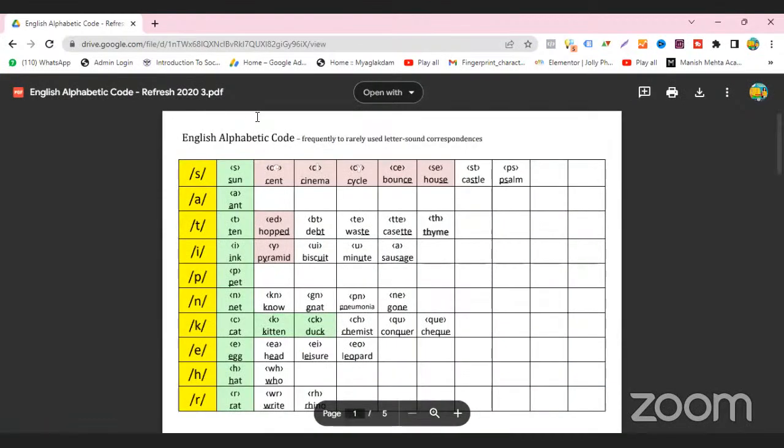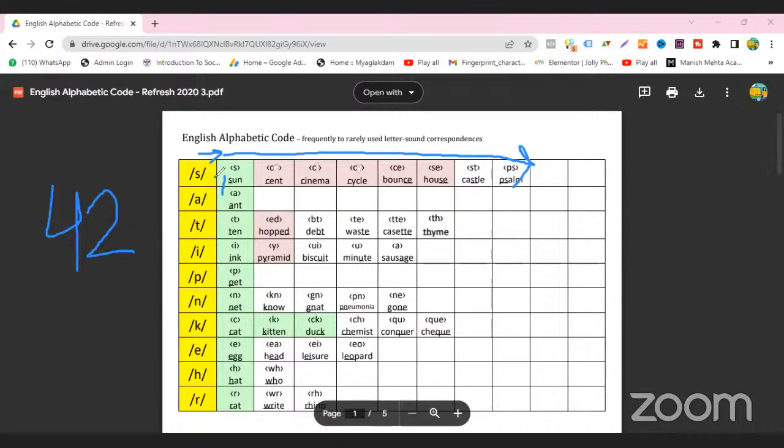Now, this is the alphabetic code which says that every sound can have alternative spellings, and this we progress. We teach the child from basic to advanced. So initially the green ones, we teach them as 42 sounds, which we are doing in Jolly Phonics. The pink ones are done in advanced phonics, that is level 2 and 3. And the white ones are taken in Jolly Grammar.